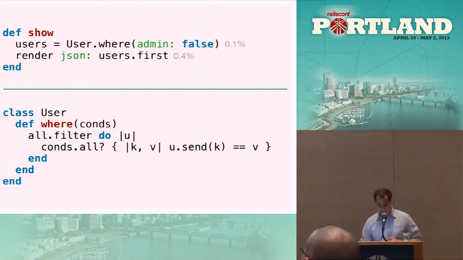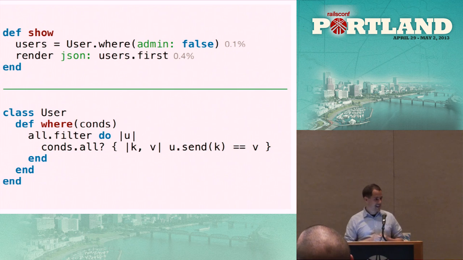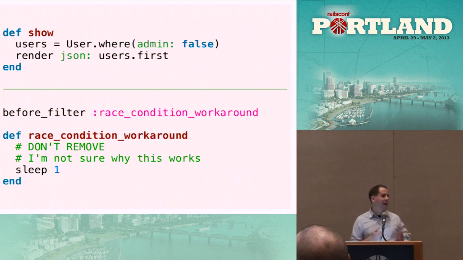So this is what I'm actually going to tell you. Now I'm going to give you some measurements. The first line takes 0.1% of the request, and the second line takes 0.4. So now we have some data. We can determine that actually it's not in here. Let's continue looking further. Okay, we find a before filter with this little bit.